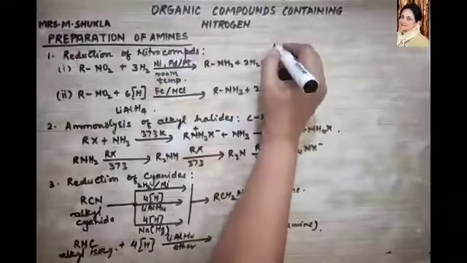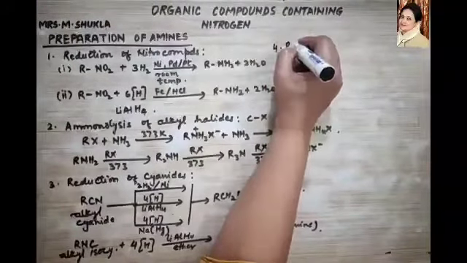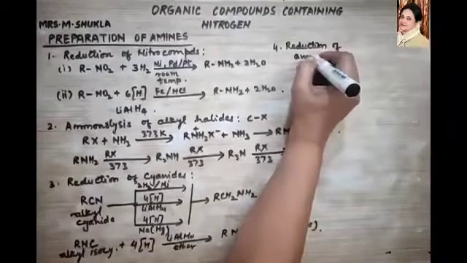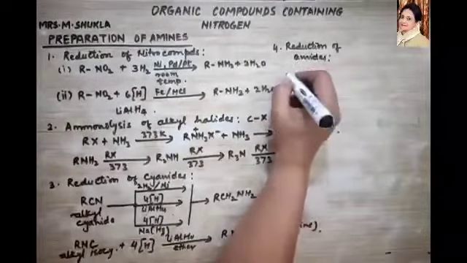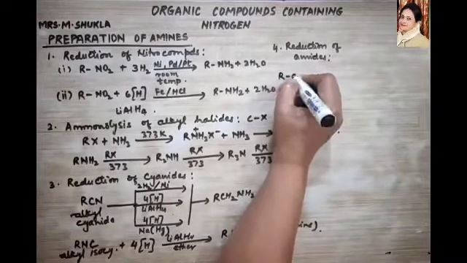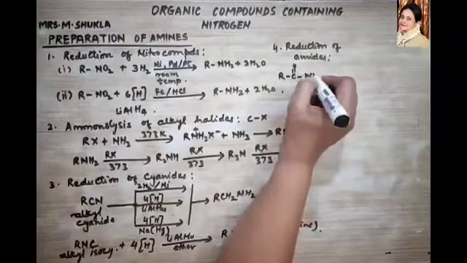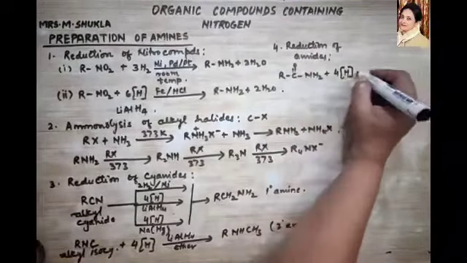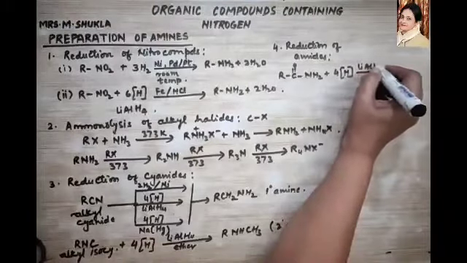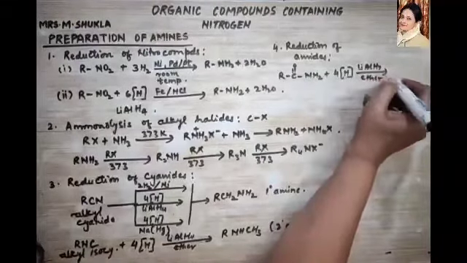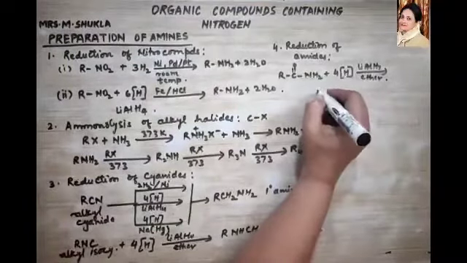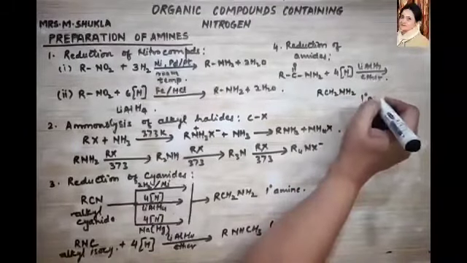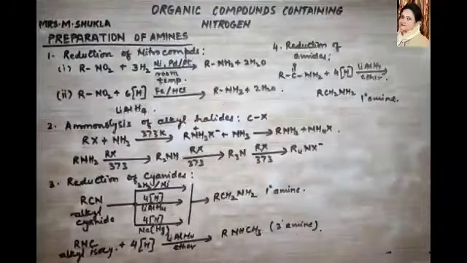Then next, the fourth one, that is the reduction of amides. Let's talk about reduction of amides. Let's look at the general reaction. RC double bond O NH2. This is your amide. When this is reduced in the presence of lithium aluminium hydride and ether, what is it going to form? It is going to form your primary amine. I hope all these reactions are clear to all of you.